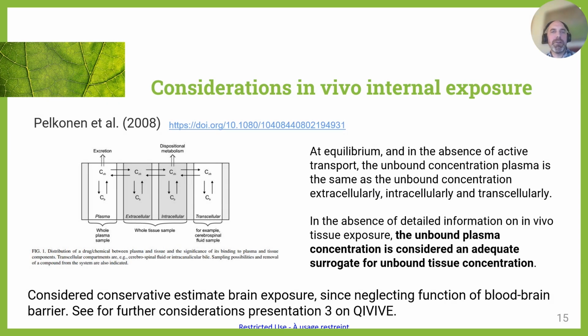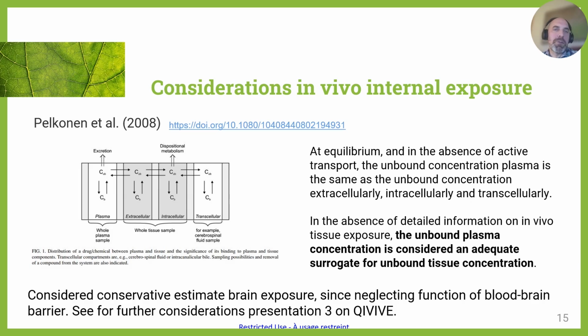Some considerations on the appropriateness of linking the unbound concentration in vitro to the unbound concentration in plasma in vivo are provided in the following two slides. Here you see a screenshot of a figure from an interesting paper describing concepts of internal exposure to chemicals, showing the distribution of a chemical over plasma, extracellular, intracellular, and transcellular compartments of a tissue.